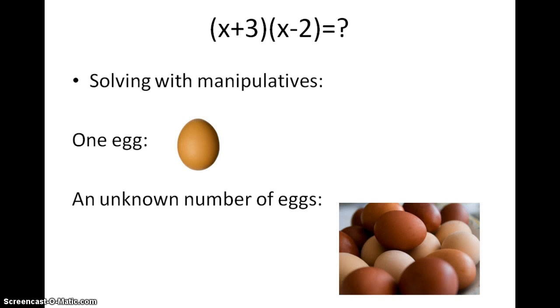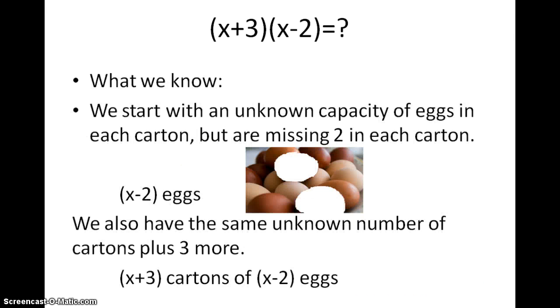We can also use manipulatives again. Starting with our standard, here's 1 egg, and we have an unknown number of eggs. With what we know, we have an unknown capacity of eggs, but we are missing 2, so minus 2 in each carton. We have x minus 2 eggs. We also have the same unknown number of cartons plus 3 more. So here's that unknown again. x plus 3 cartons of x minus 2 eggs.